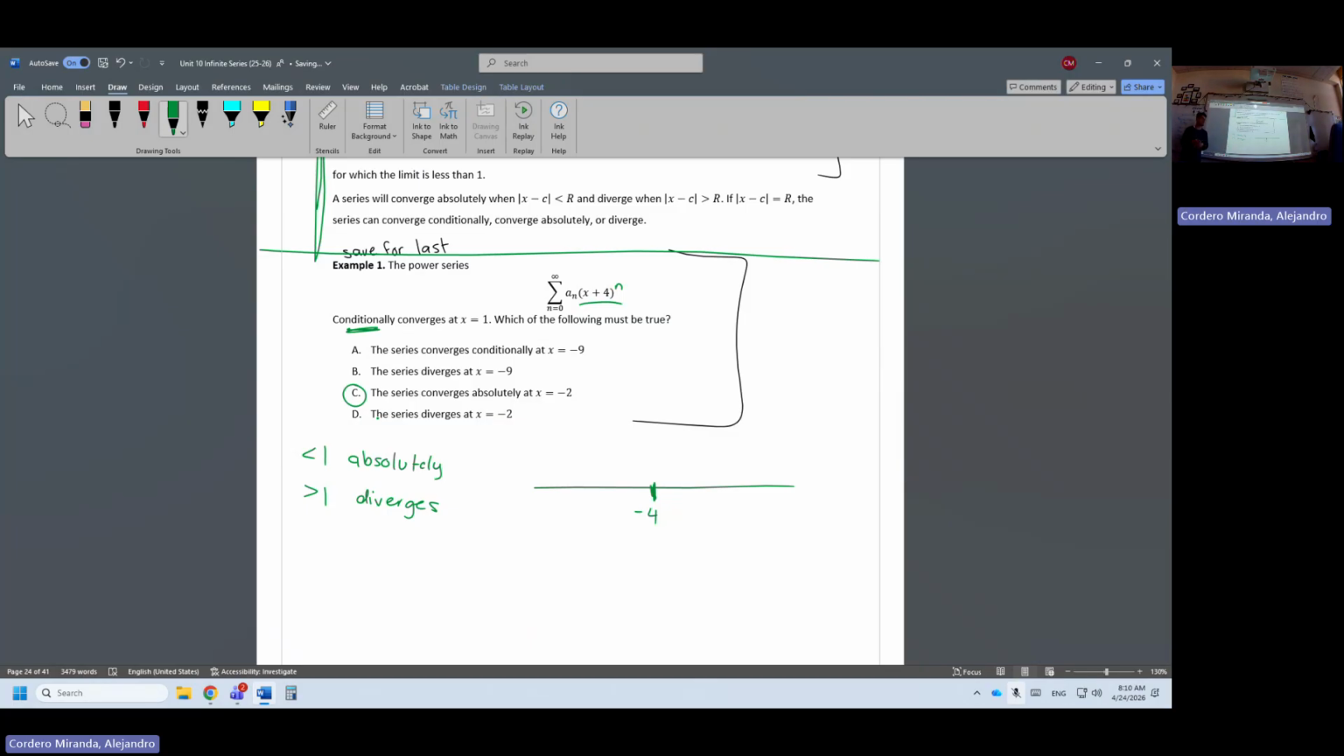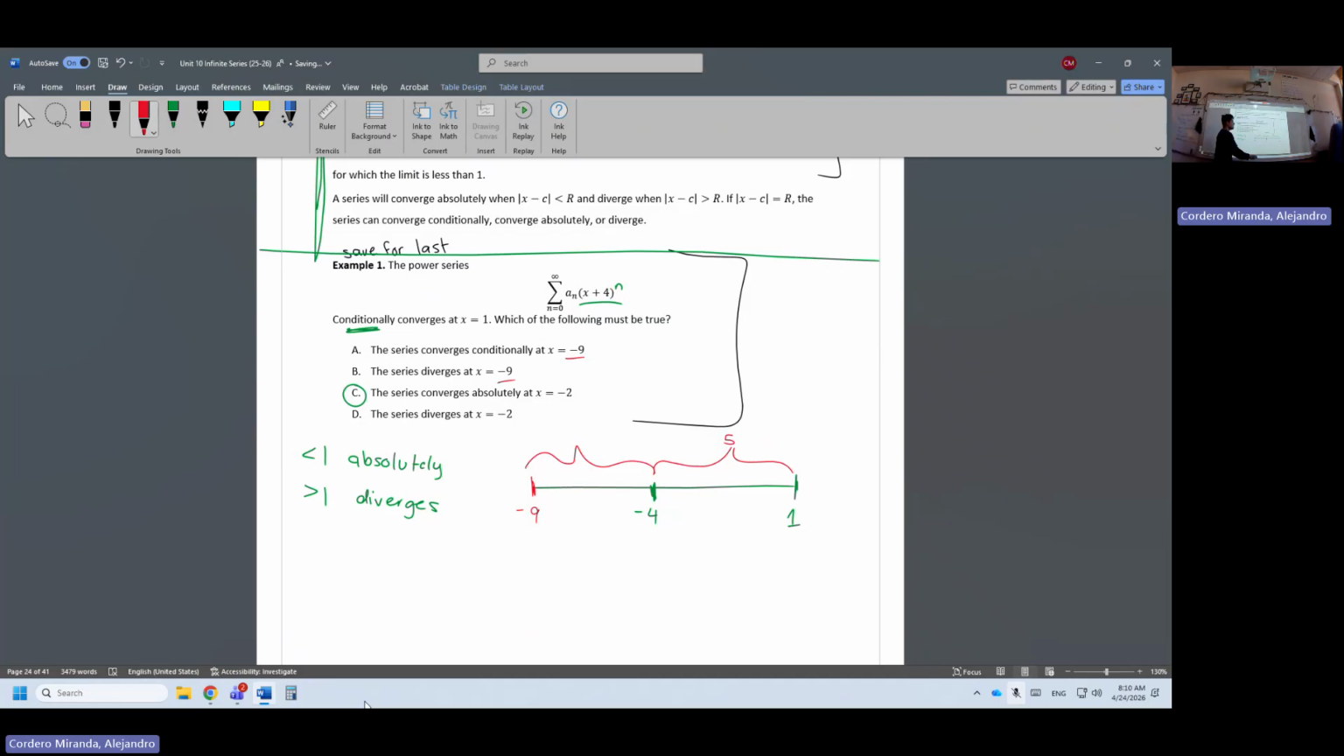If you can look back through your notes. So you know that this x equals 1 has to be an endpoint, like the end of the interval of convergence. And so now you know that your radius of convergence is 5, right? From here to here is a distance of 5. Cool. So that means you could go 5 this way as well, and get to -9, which is why there's all these options about -9.